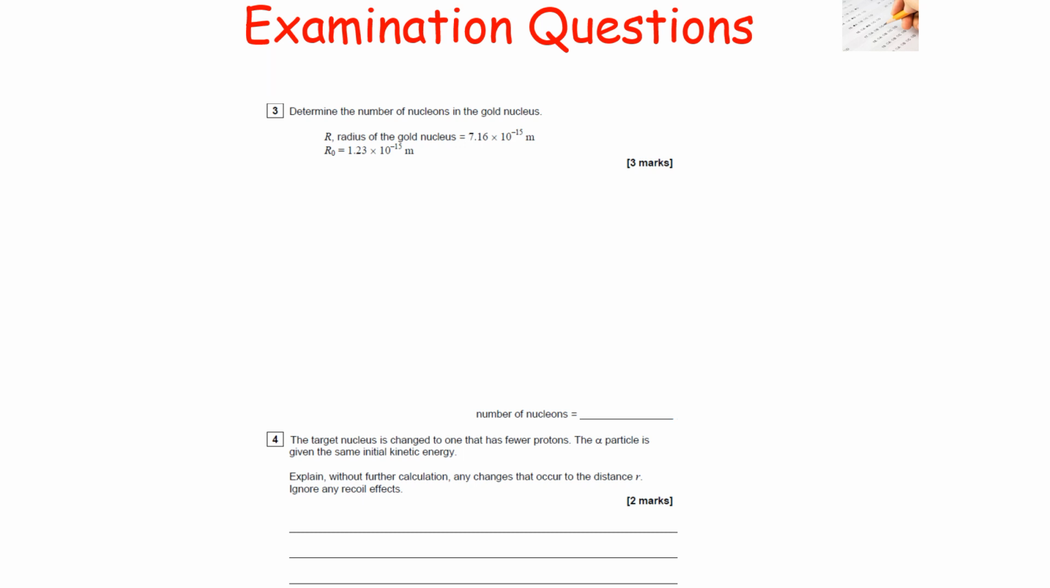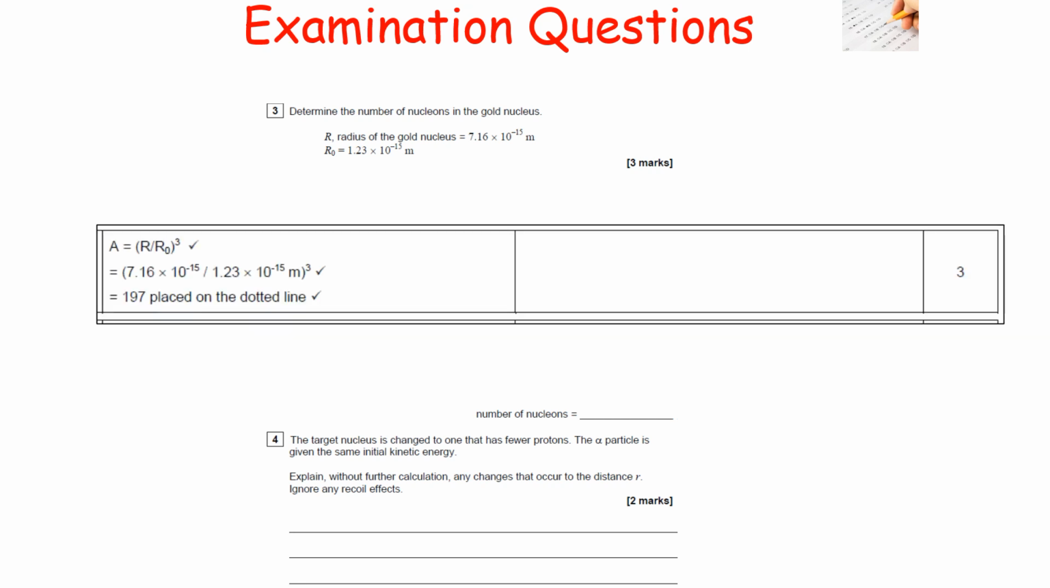Right, so this question is asking you to use the equation r is equal to r0 A to the power of a third. In this question you're given r and you're given r0, so at this point you need to work out A. So you would say that A is equal to (r over r0) to the power of three. We'll just rearrange the equation and we've worked out our value for A to be equal to 197. Now A is the number of nucleons, so that is your answer.